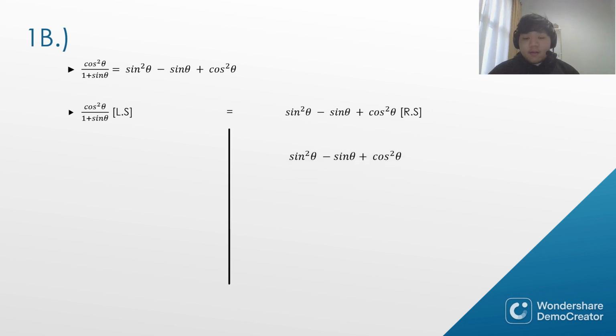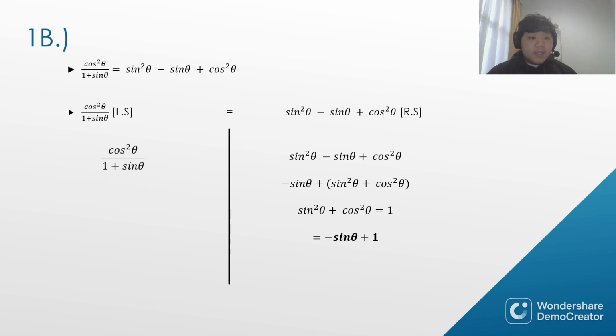Now, the right side can simply be boiled down to negative sin theta plus sin square theta plus cos square theta. And we can simply turn that into 1 for sin square theta plus cos square theta. The final answer for the right side of the trigonometric identity is equal to negative sin theta plus 1.